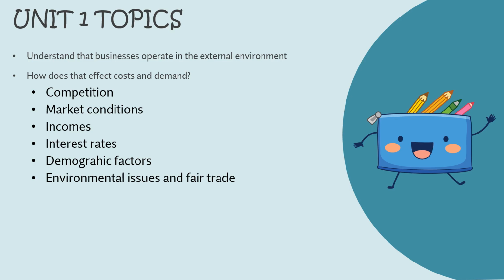And the final topics for Unit 1 are these: understanding that businesses operate in that external environment. Do you remember this? And how does that affect cost and demand? And there were topics that you needed to know about: competition, market conditions, incomes, interest rates, demographic factors, and those environmental issues and fair trade.